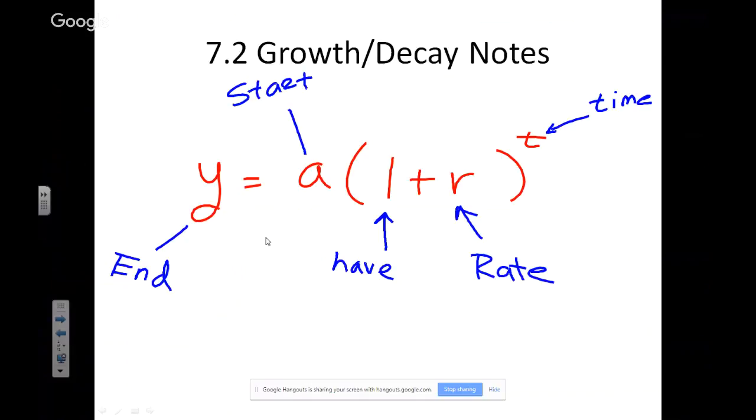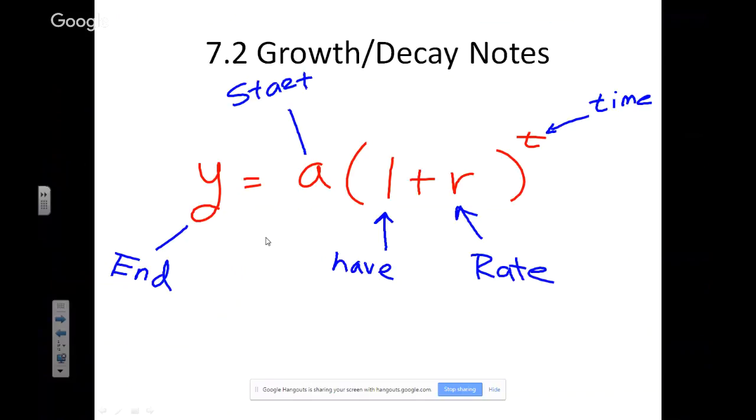Again, this is all for growth because of the plus. We're going to write the same things on the one on the bottom. It's just decay because it's minus. Instead of adding something every time, I'm going to take a little piece off of it every time.